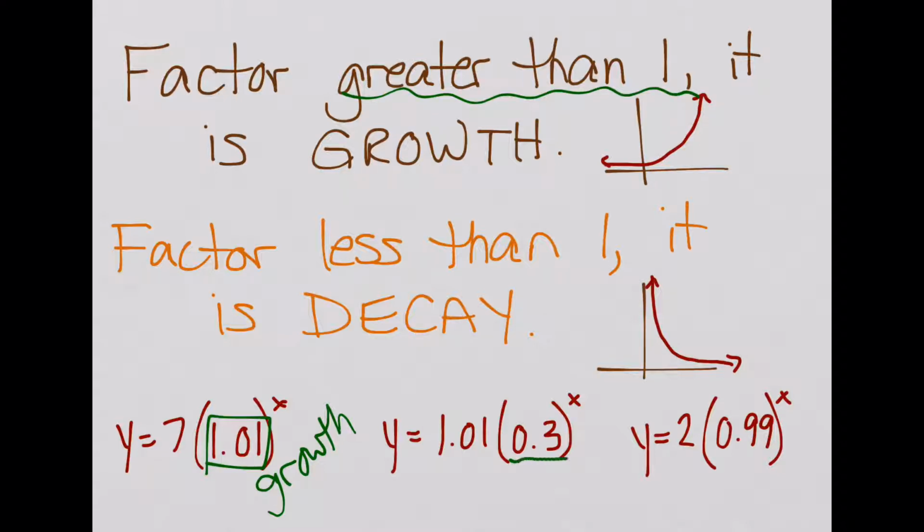How about example number 2? The thing in the parentheses, 0.3, that's less than 1. So this must be decay. You can figure this out, right? It's not that bad. How about this one, 0.99? Is that greater than 1? Nah, it's a little bit less than 1. So this must be decay. Awesome.